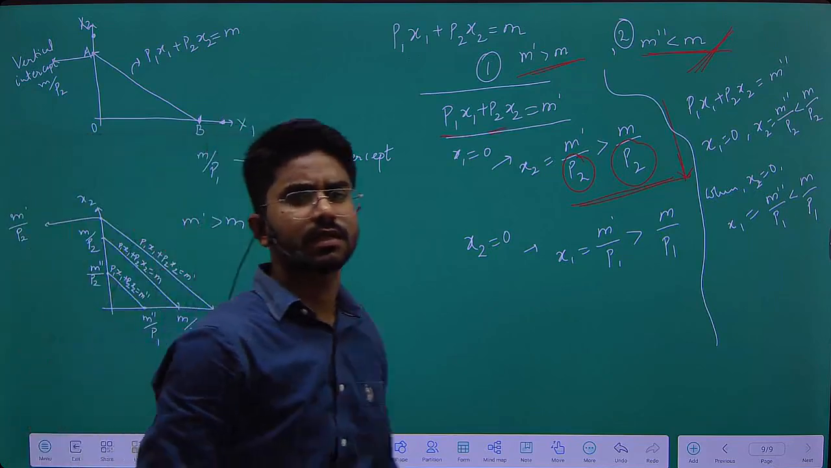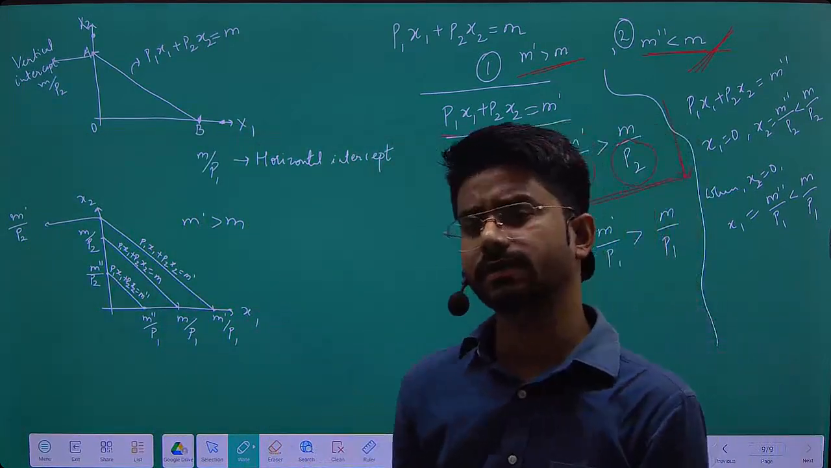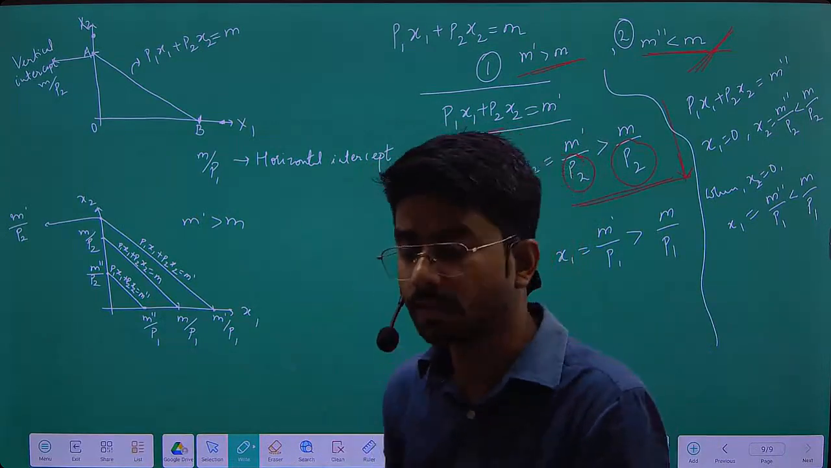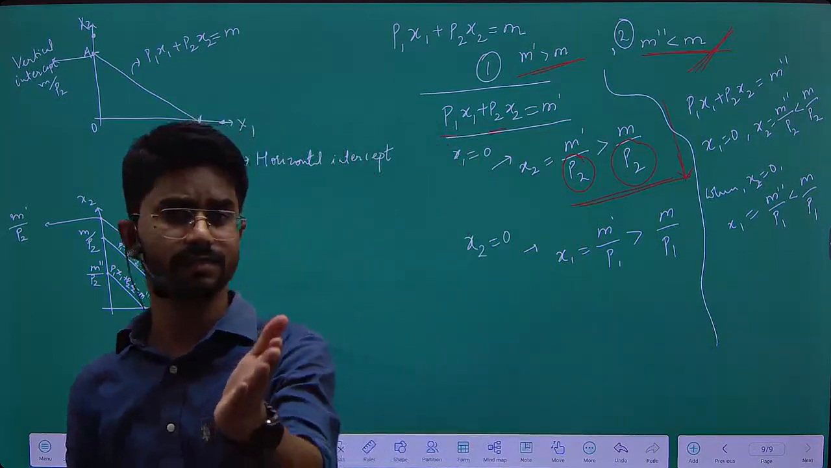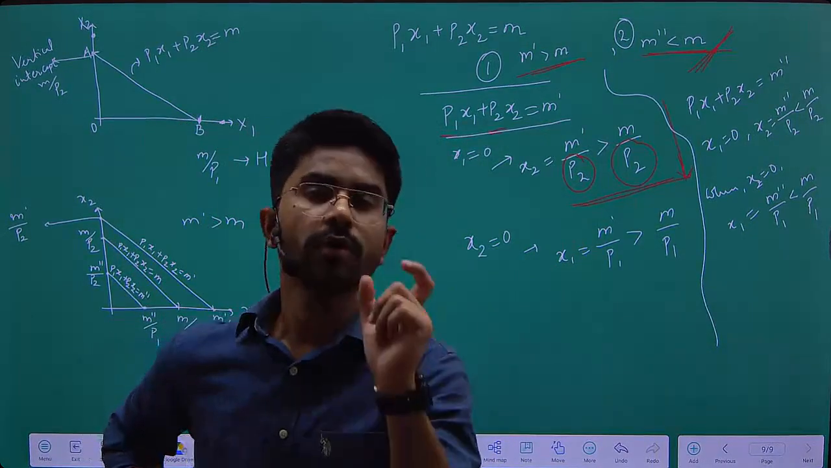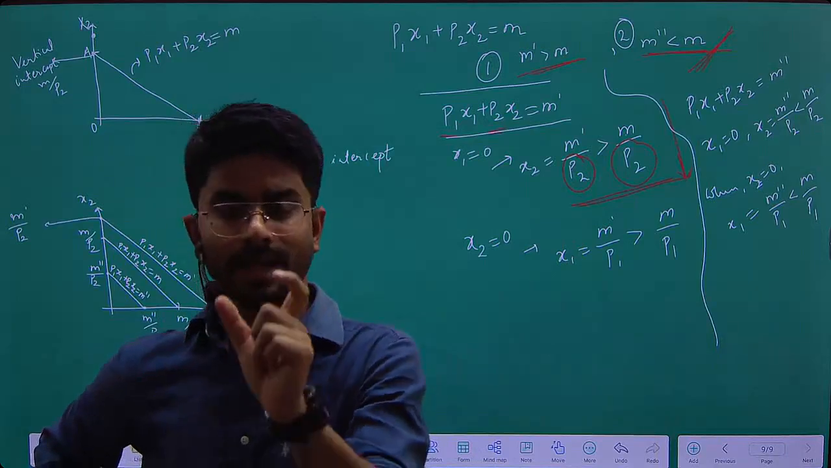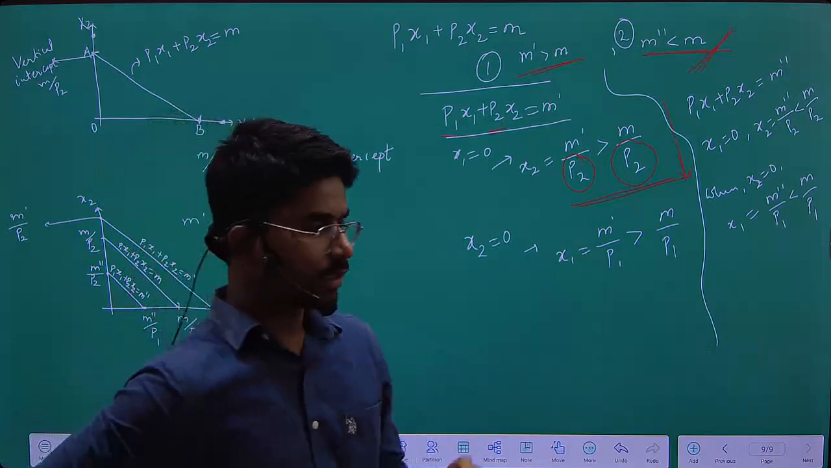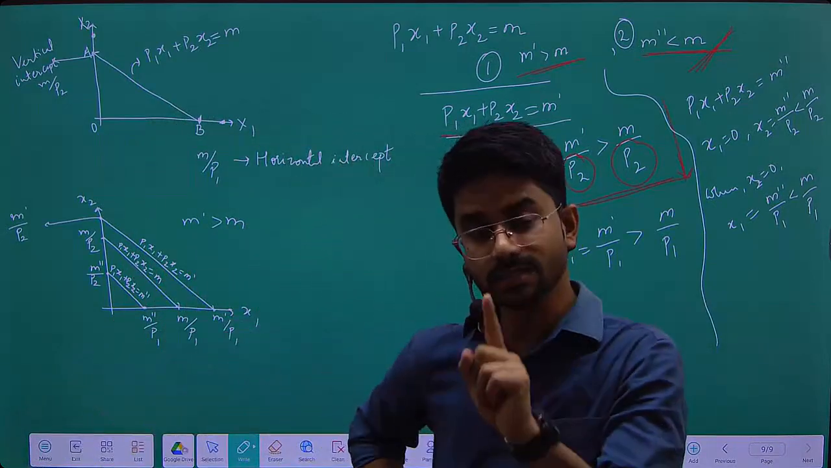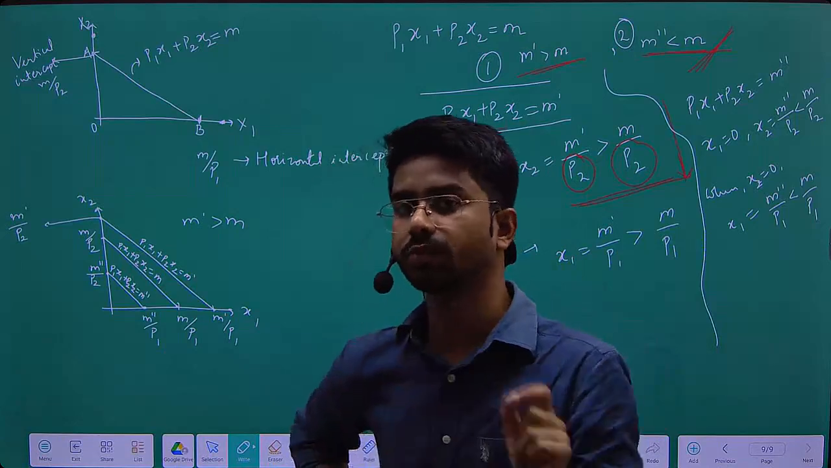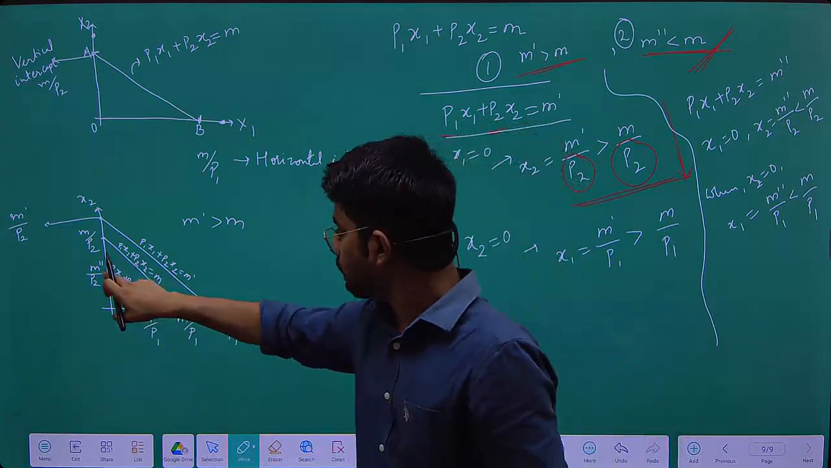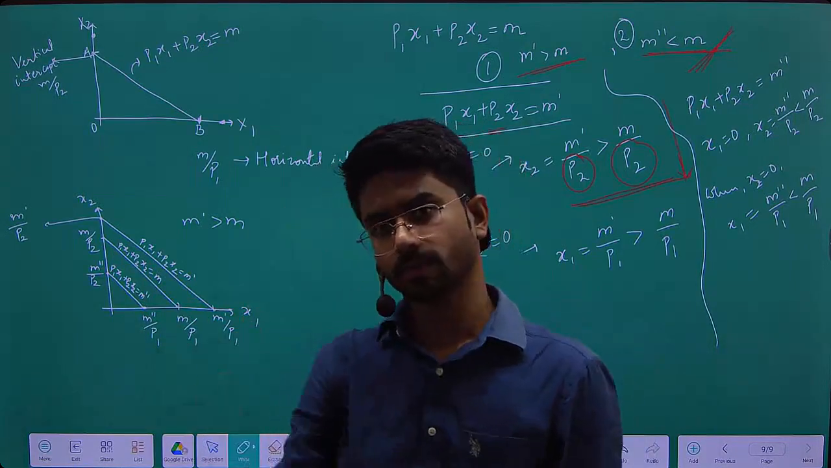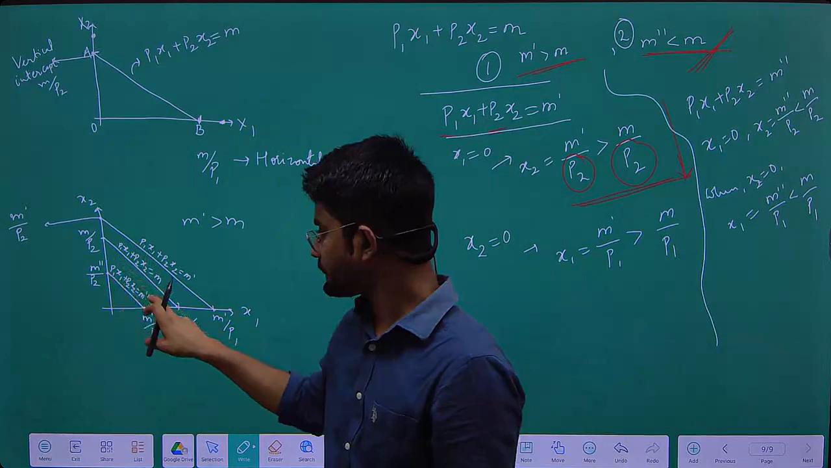Now you would ask why I took only 2 points. Because you know that the budget line is a linear function, and for a linear function the graph is a straight line, and you know any 2 points have a unique line passing through those 2 points. That means between 2 points there is a unique line passing through them. So if we draw a line passing through these 2 points, in that case we get a single line. Okay, and that single line will have this particular equation.